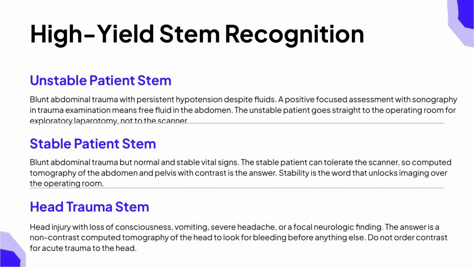The second is the stable patient with the same blunt trauma but normal vital signs. Because they are stable, they can tolerate the scanner, so computed tomography of the abdomen and pelvis is the answer. The third is the head injury with loss of consciousness, vomiting, severe headache, or a focal neurologic finding, where the answer is a non-contrast computed tomography of the head. The word stable or unstable is the hinge on which most of these questions turn, so circle it every time.